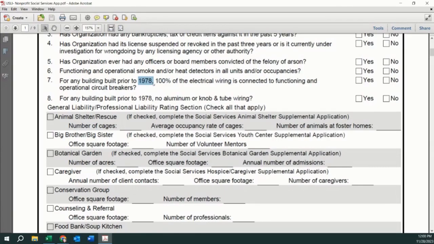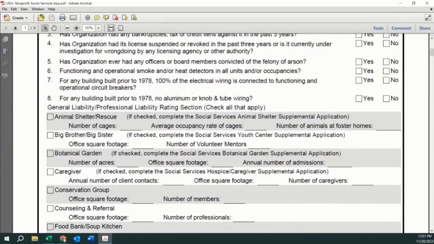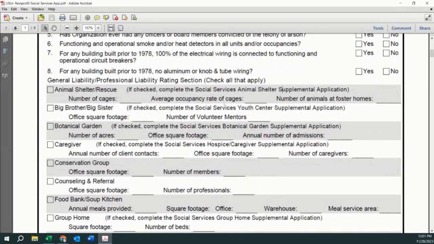If that is true, then is 100% of the wiring connected to functioning and operational circuit breakers? If it's prior to 1978, is there no aluminum or knob and tube wiring? These are important things, and you're going to want to double check these to make sure that you have the coverage. And you can ask your insurance broker if you need help.